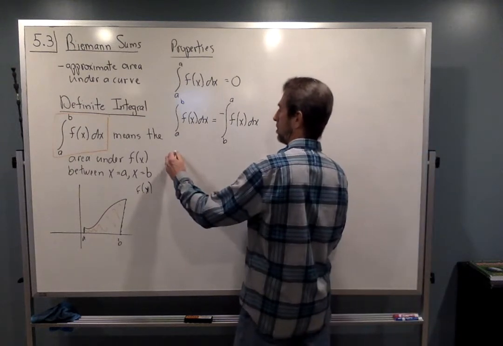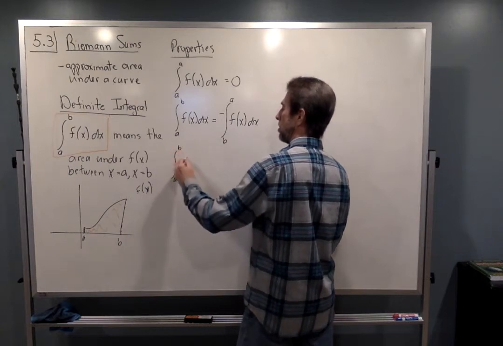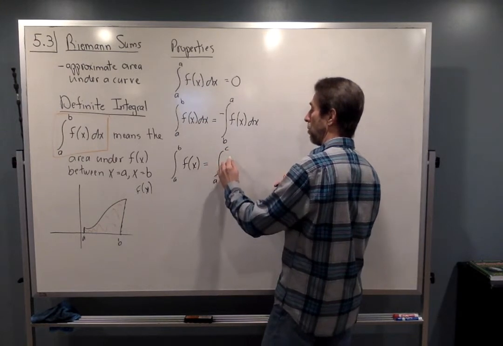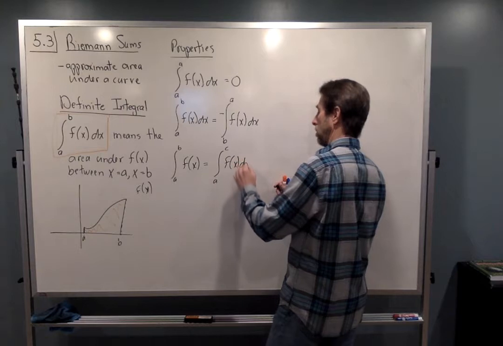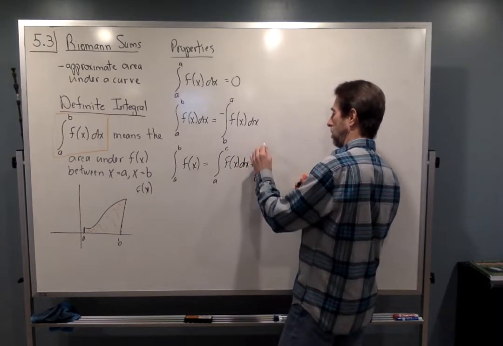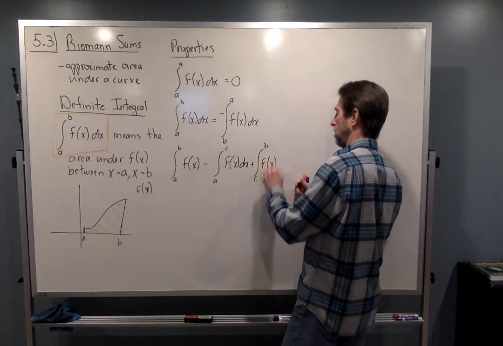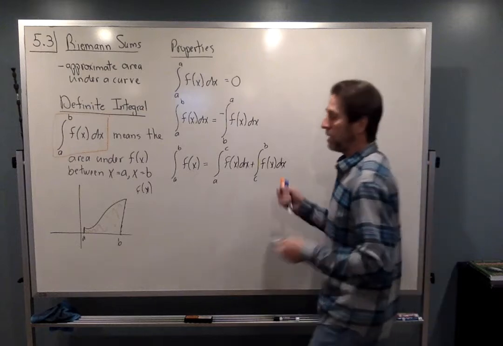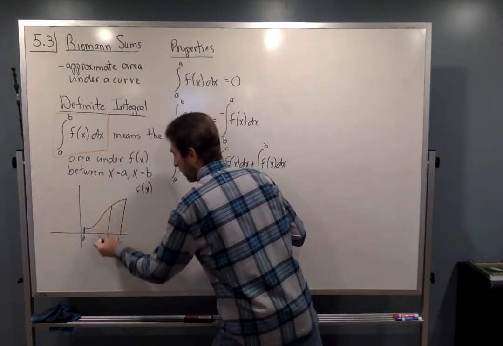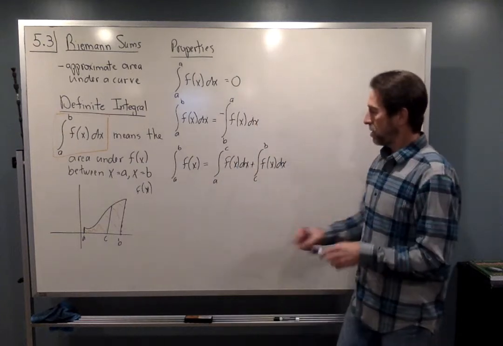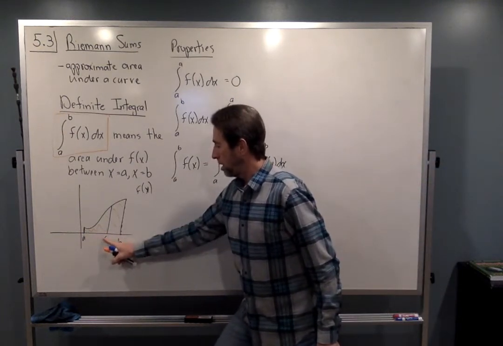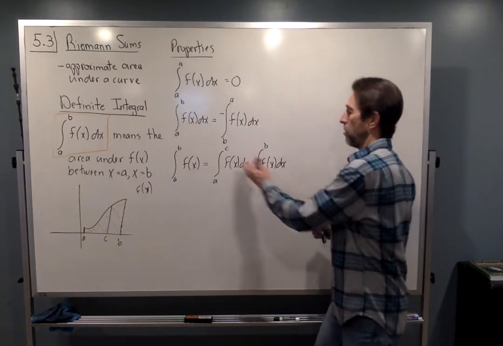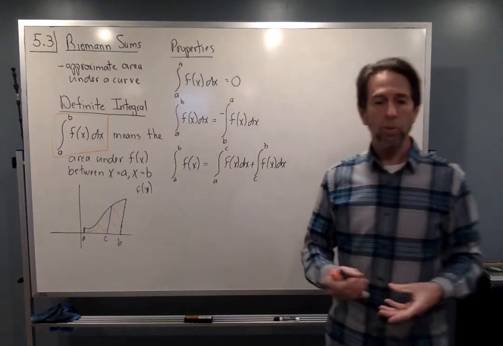Next, let's break it up into pieces. If I pick some value c, I don't care where it's at, pick some value c, it doesn't have to be between a and b, even though it's nice when it is. Hopefully it makes sense that if I take the integral from a to c and add the integral from c to b, I'm going to get the integral from a to b, because one area plus another area would equal the final one. So those are some nice properties.